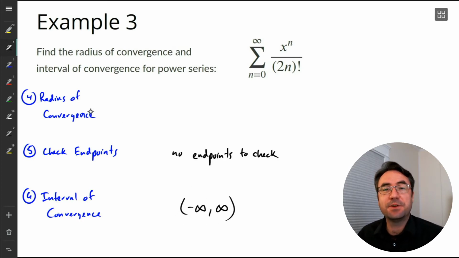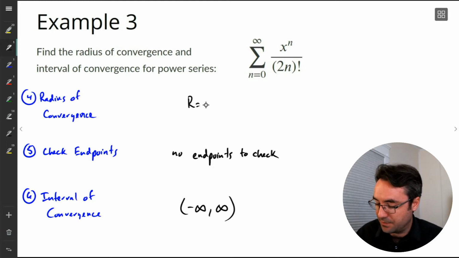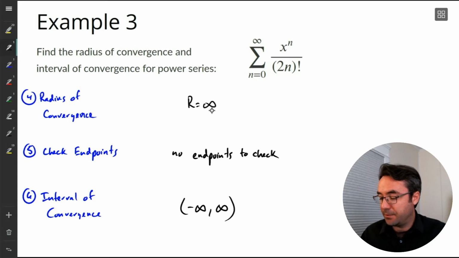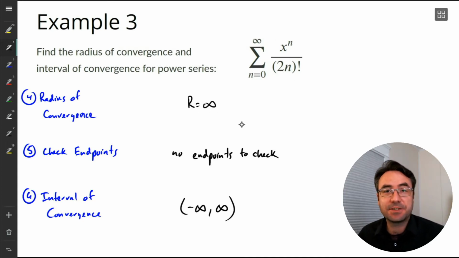And so the radius of convergence gives us a measure of, think of it like, half the width. So if this is an infinite interval, the radius of convergence is going to be infinite as well. So we say r is equal to infinity here. All right, so this is an example where every single x value works out, so we get an interval of convergence that is all real numbers.